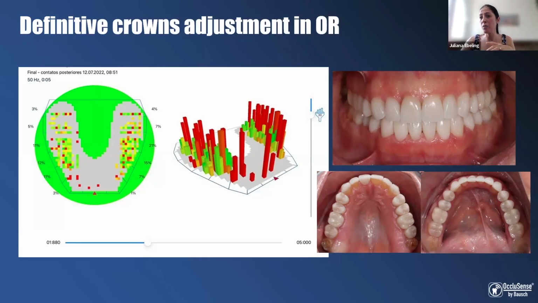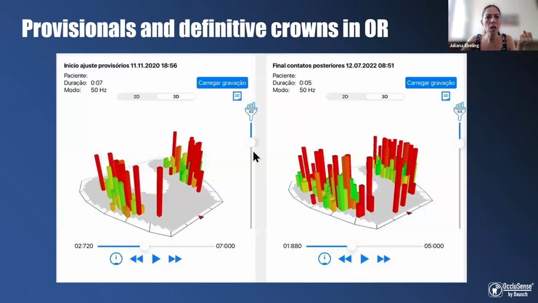It's different from natural tooth, and then I need to adjust this contact. This is the importance that I told you before about the material that I'm using. They will behave differently when I have different materials. This is really, really important, and OccluSense can identify this.